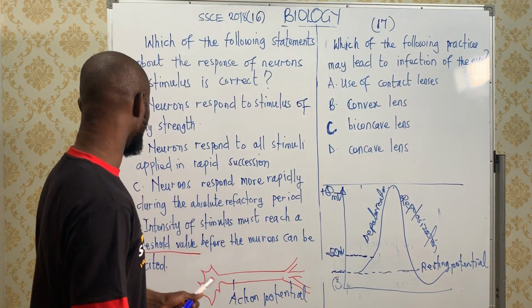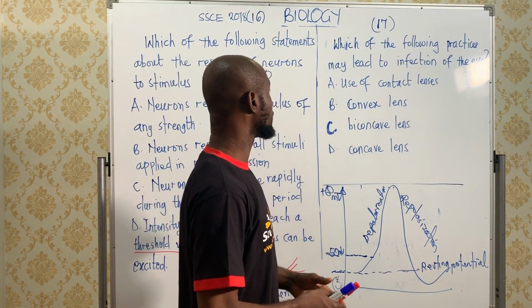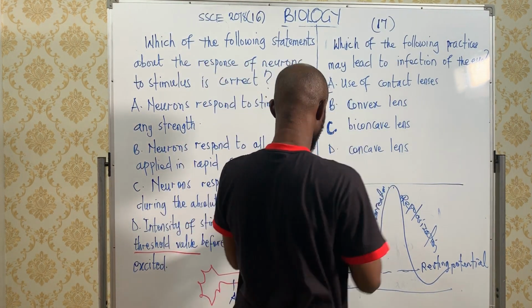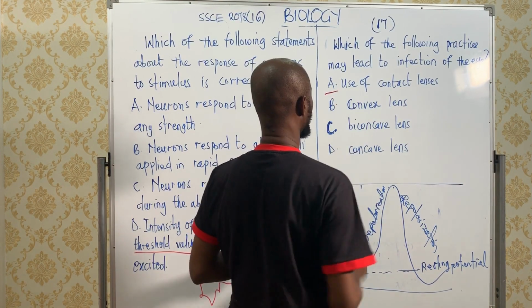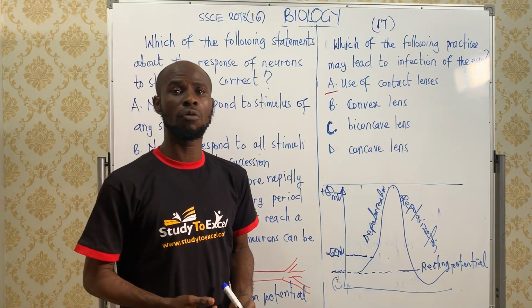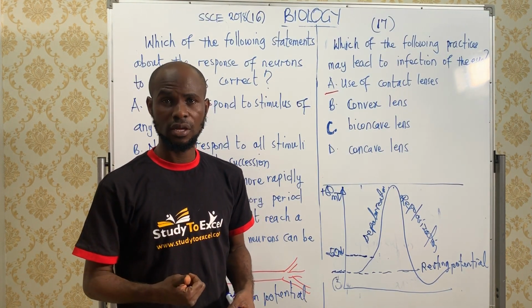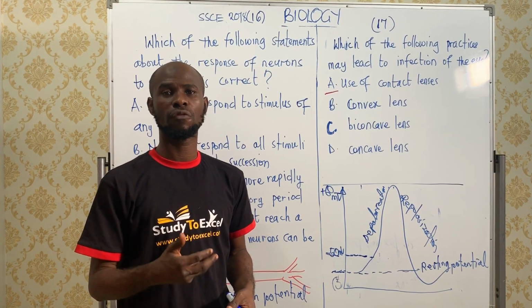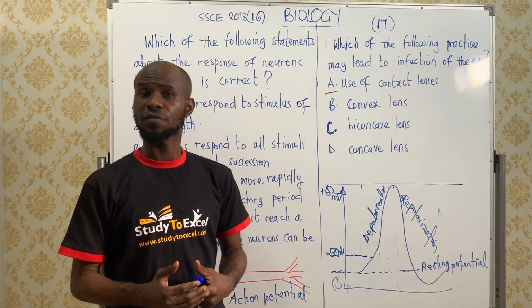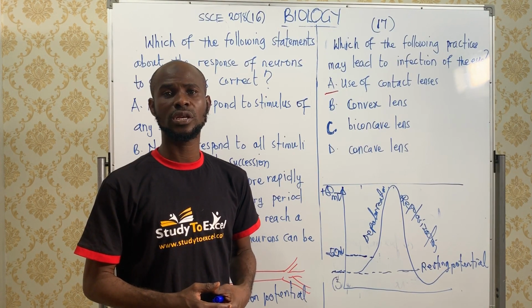So the answer here is what? The threshold value. Now let's go to the next question. Which of the following practices may lead to the infection of the eye? A, use of contact lenses. That is the answer. When you make use of contact lenses, it's actually good. However, if it's not taken care of, you have the risk of infecting the outer layer of the eye, and that is called the cornea. The cornea is the outer layer of the eye that helps to protect the eye, and that infection you're going to get is called the inflammation of the cornea, called keratitis.